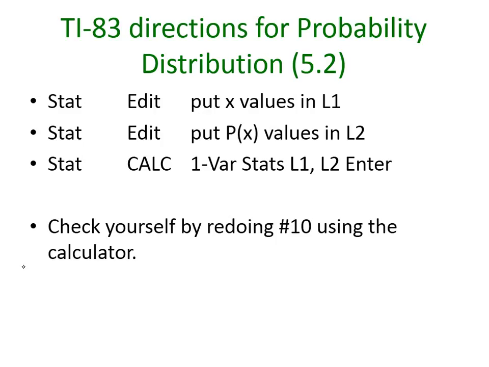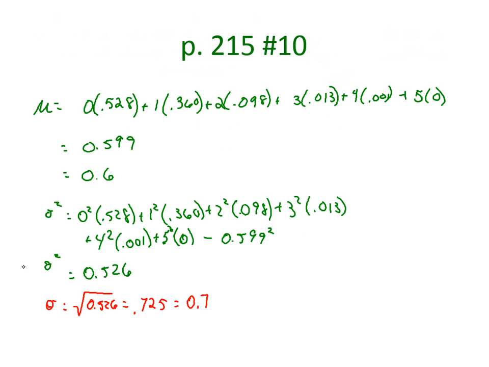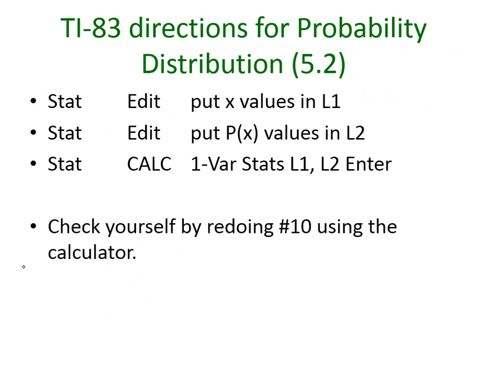So I went over from stat, to calculate, and I did number 1, which is my one variable statistics, to do list 1 and list 2. And then it's going to tell me my mean, which we already said was 0.6, which we already found was 0.599. That's telling me what that mean is. My population standard deviation is the 0.725, which was the 0.7 that we already rounded to. If I absolutely had to have variance, I can take the 0.725 and square it, and it'll tell me what my variance was, which was that 0.526 we had earlier. Questions using a calculator to help you with that?